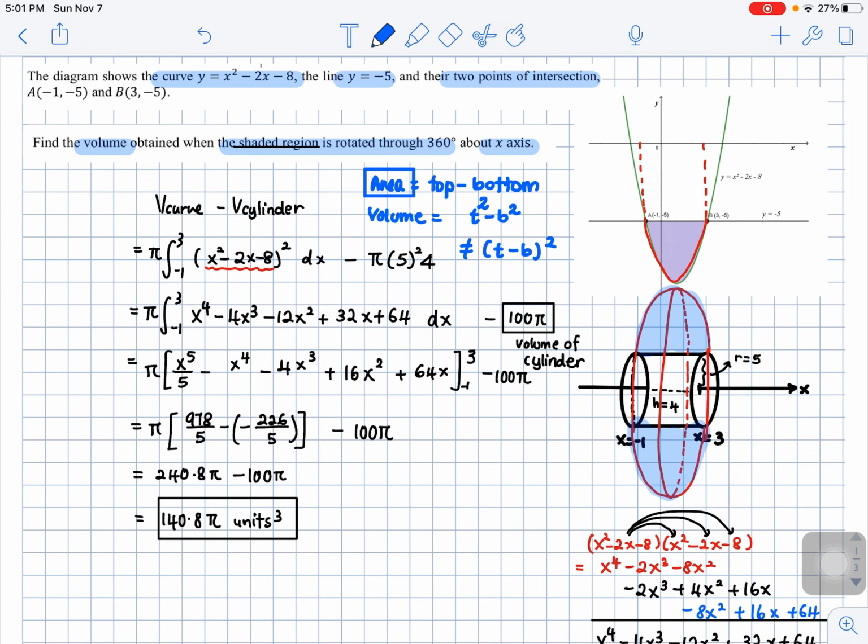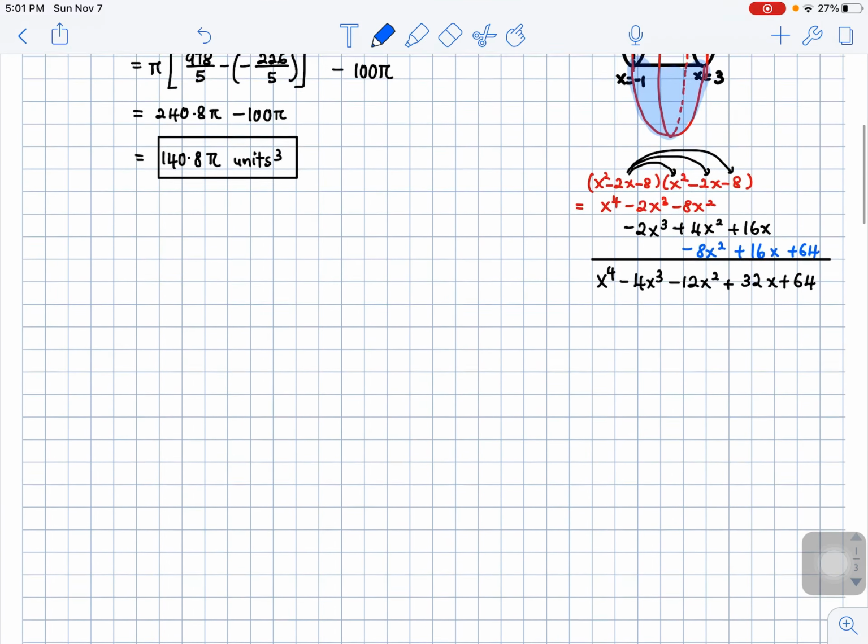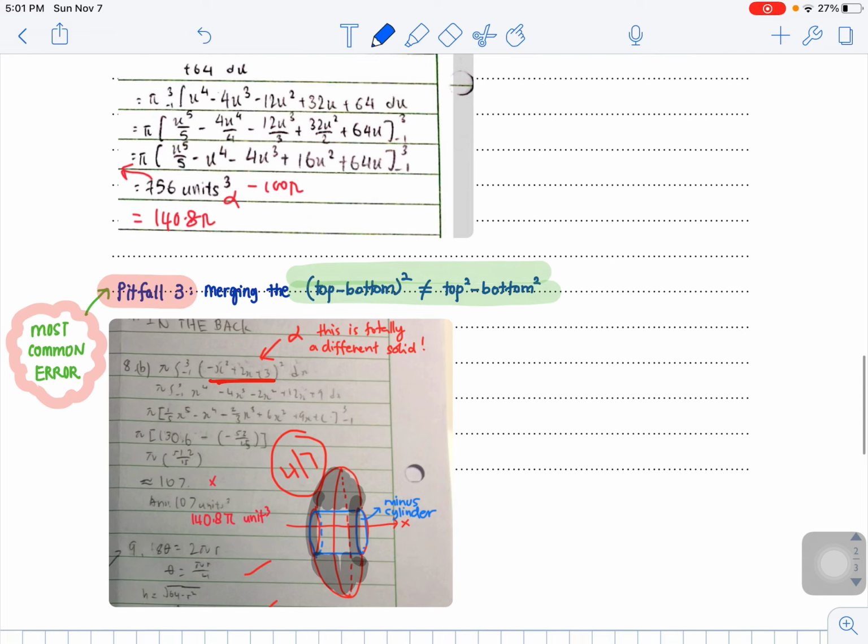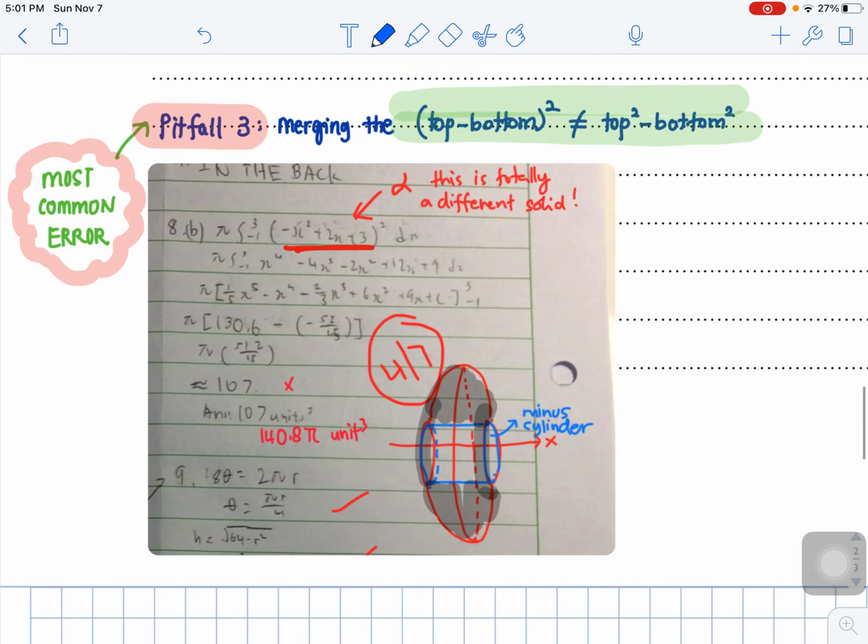So let's see whether students do this frequently or not, and if yes, how do they do that? Okay, this one. You look at this particular error done by this student over here. What the student has done is take top minus bottom and then directly square the entire expression. What did we get just now? This was our curve, right? And then what was our line? Our line is y equals negative 5. So this particular student took the top curve and minus the line.